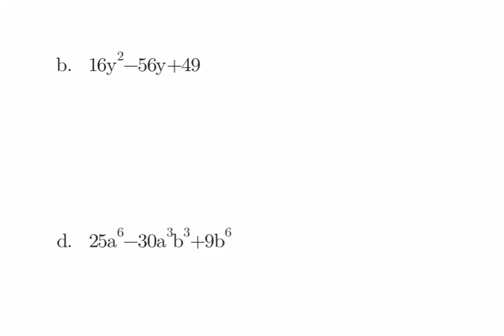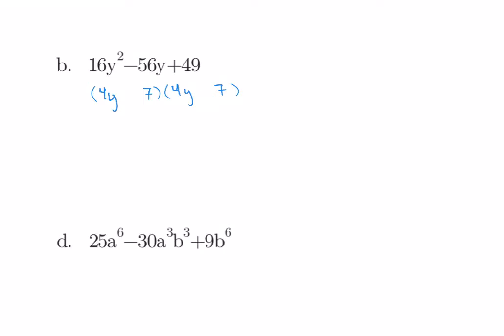Now, example B, this is one where if you can recognize it as a perfect square trinomial, it makes your life a whole lot easier. Here we have 16 and y squared, those are both perfect squares. 49 is a square, and so I'm going to go ahead and factor this using my rule for a perfect square trinomial. So 16y squared, something times itself, this is going to be 4y and 4y. 49, we should get 7 and 7.